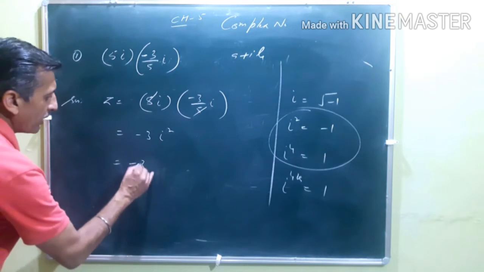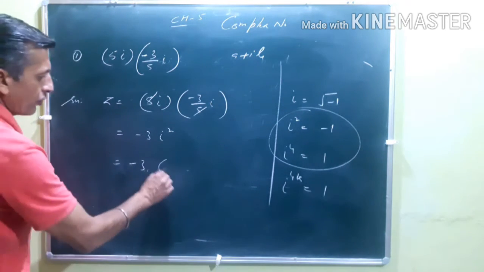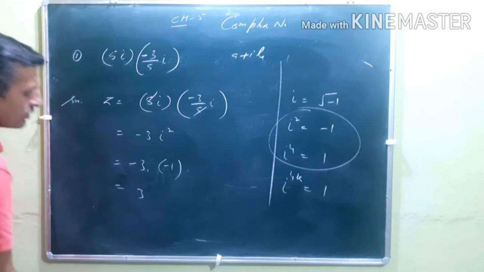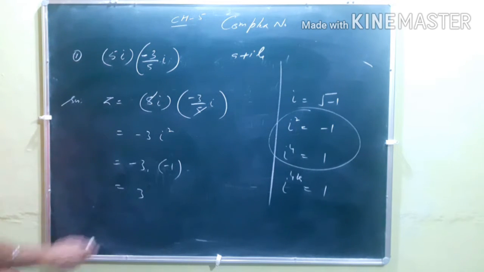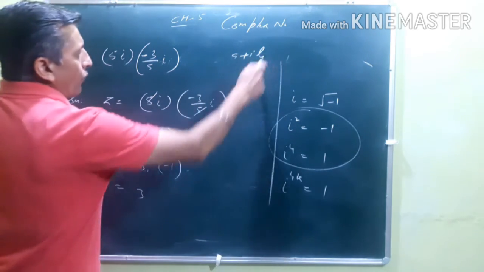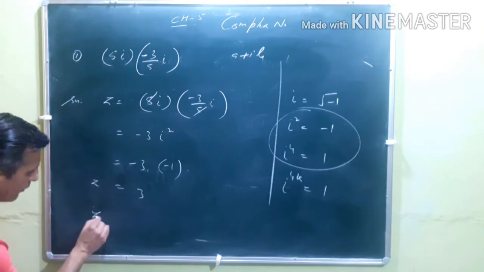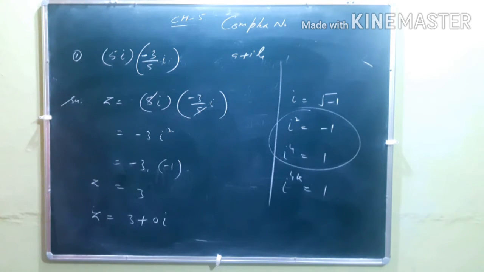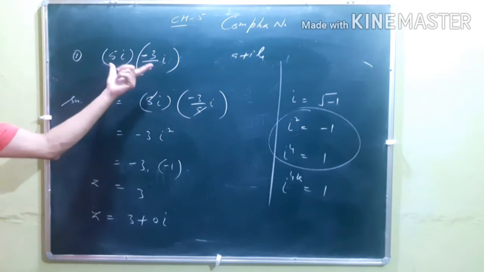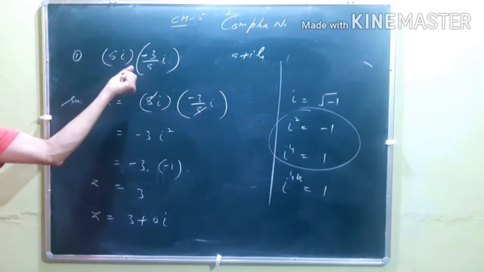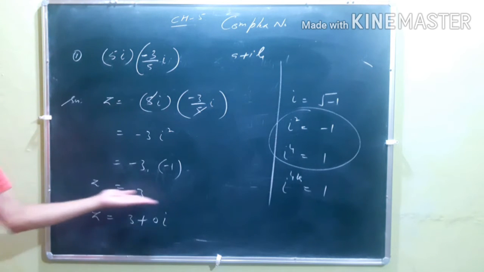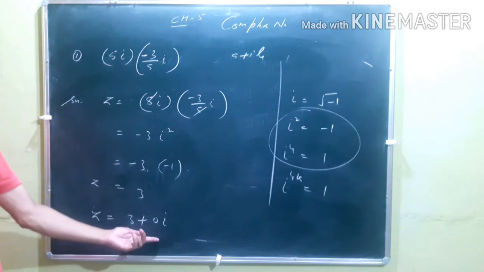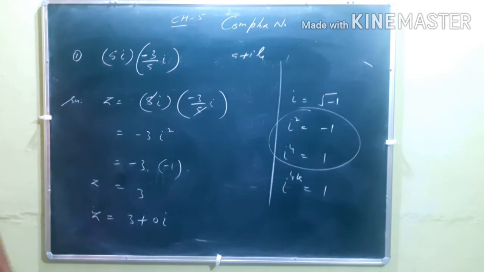So this is equal to minus 3 into iota square, that is minus 1. So minus 3 into minus 1 is equal to 3. This is purely real, but we have to write the number in the form A plus iota B, so you can write Z is equal to 3 plus 0 iota. This is the first part. First do the calculation work and then write the number in the form A plus iota B.